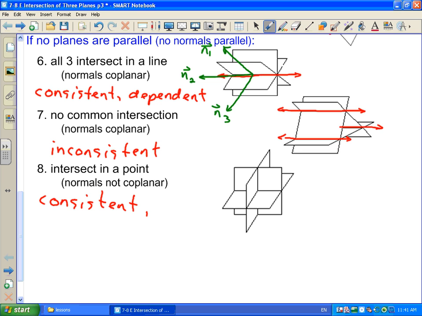This is the only case where our solution is independent. Okay? So another way of saying that the solution is independent is that we get a unique x, y, and z. Okay? We'll get single values of x, y, and z that satisfy all 3 of these equations, and nothing we do can change what those x, y, and z values are. So these are the 8 possibilities.